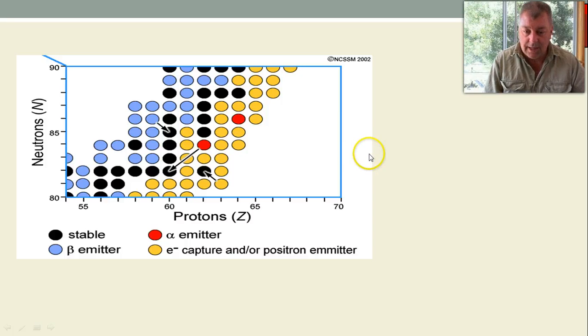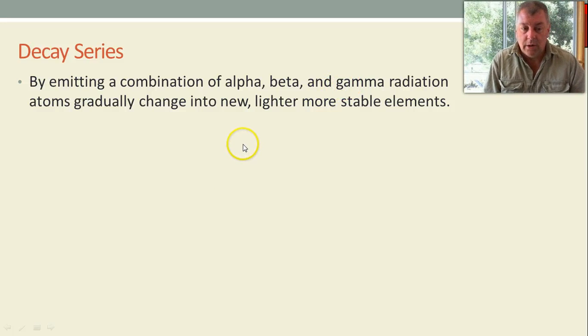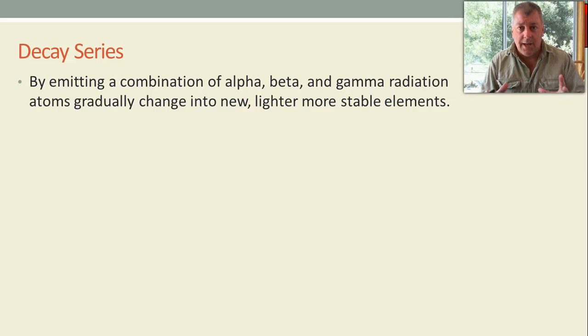And that's what we call a decay series, is when an atom undergoes a chain or a sequence of radioactive decays. And so it can be a combination of alpha, beta and gamma. Could just be alpha, could just be beta, could be a mixture. There's a whole lot of different decay series that occur. But basically they gradually change and become lighter, and ultimately they aim to become more stable, because these atoms are decaying because they're unstable, and eventually they'll hit a stable element and they'll stay there.